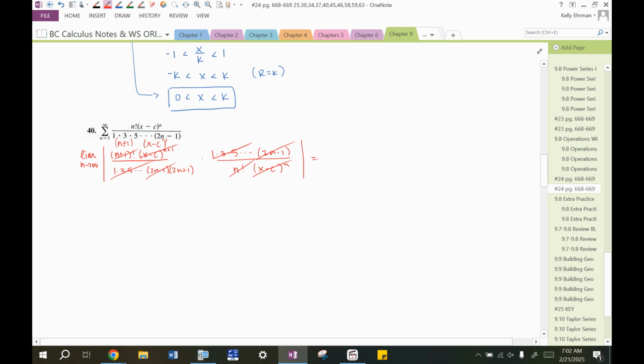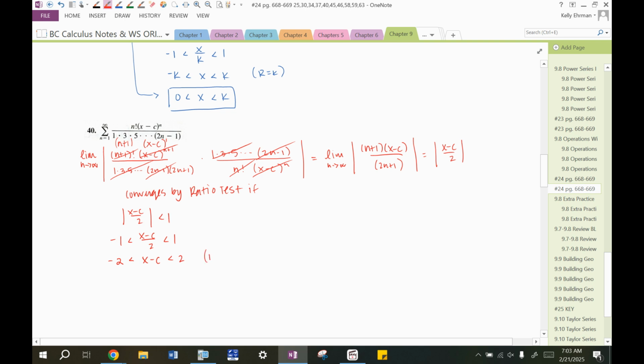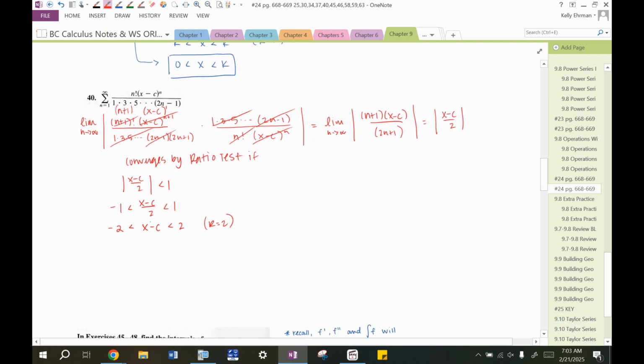All right, so what is this limit coming out to? So the limit as n approaches infinity, we have an n plus 1 times an x minus c over a 2n plus 1. So the n's will come out to 1/2 in the end. So this will be like absolute value of x minus c over 2. So this series converges by ratio test if absolute value of x minus c over 2 stays less than 1, which means that fraction can actually be between -1 and +1. We can multiply the 2 over. That means r is 2, by the way. Add the c over, so it would be like c minus 2 to c plus 2.